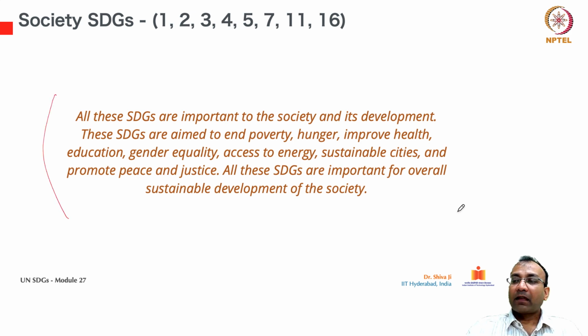Finally, all these SDGs are important to the society and its development. These SDGs are aimed to end poverty, hunger, improve health, education, gender equality, access to energy, sustainable cities, and promote peace and justice. All these SDGs are important for overall sustainable development of the society.